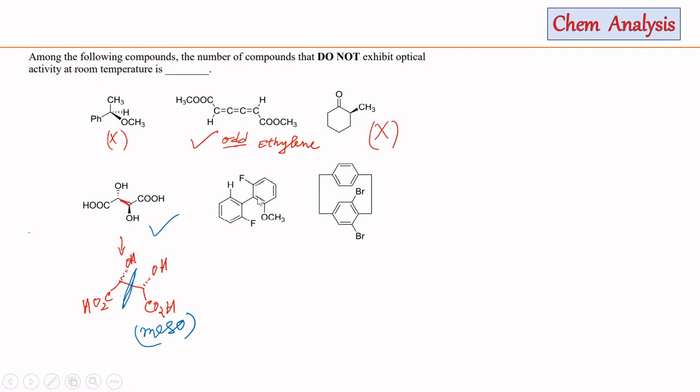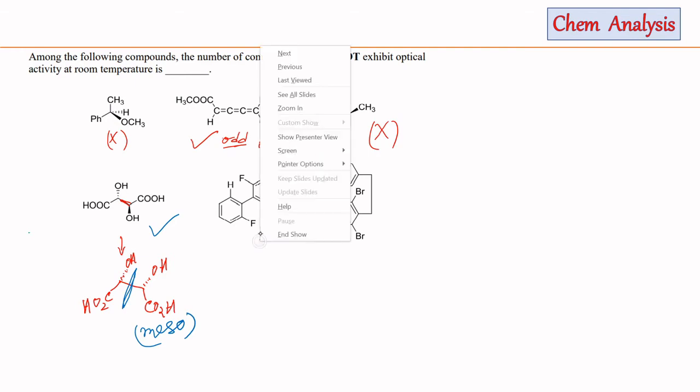In this case, this biphenyl system, since the hydrogen and fluorine atoms are smaller in size, the rotation along this carbon-carbon bond in this biphenyl system will not be restricted, and there will be free rotation along this carbon-carbon bond. Therefore, there will be a molecular plane and it will be optically inactive.